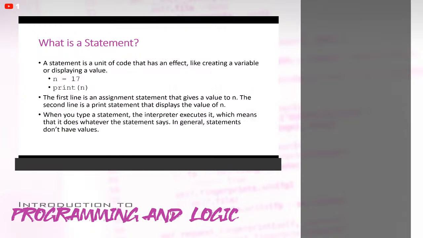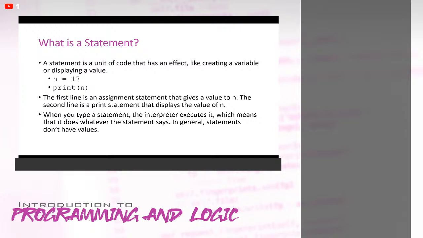Conversely, we have a statement. And a statement is a unit of code that has an effect, like creating a variable or displaying a value. And so these are specific lines of code. Like you'll hear me refer to a print statement or an assignment statement, which is what we do when we give a value to a variable. When you type a statement, the interpreter executes it, which means that it does whatever the statement says.